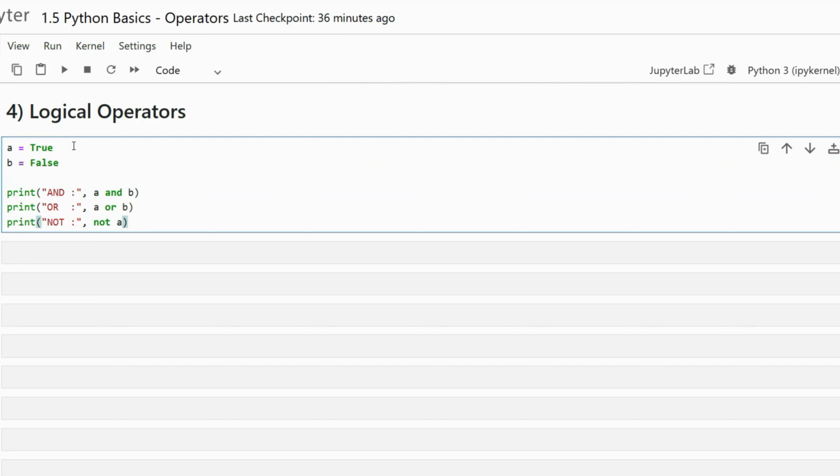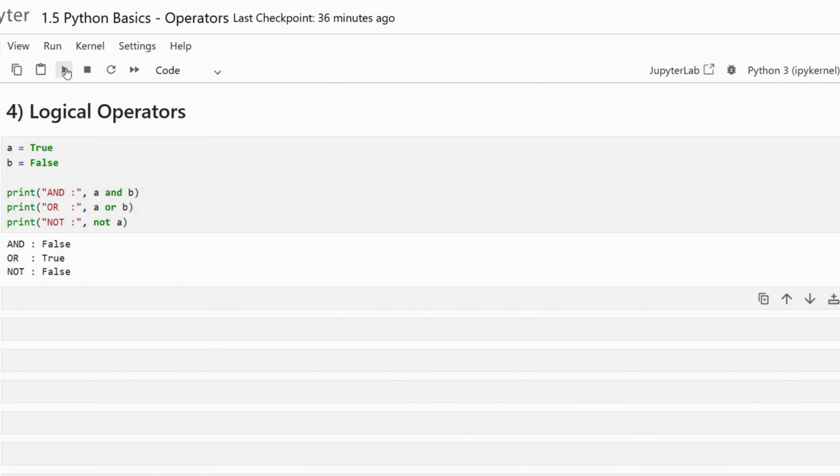Let's now see about logical operators. Logical operators combine conditions. Let's take A is equal to true and B is equal to false. The AND operator returns true only if both the values are true. True and false gives you false. The OR operator returns true if at least one value is true. True or false gives you true. The not operator reverses the result. Not true gives you false.